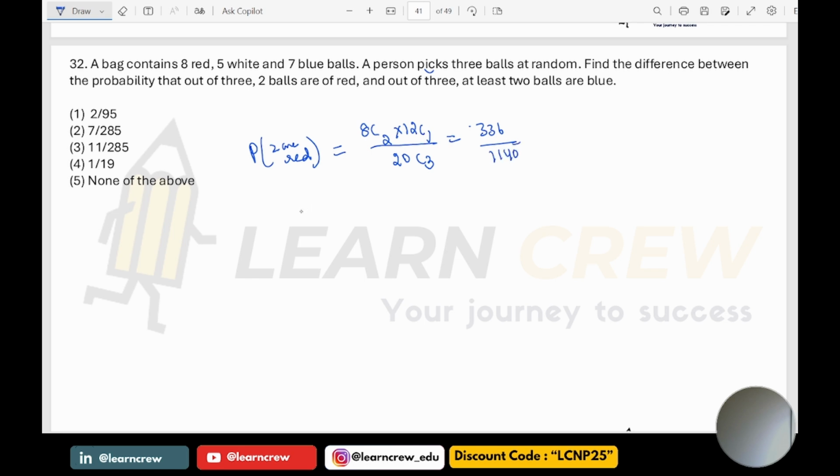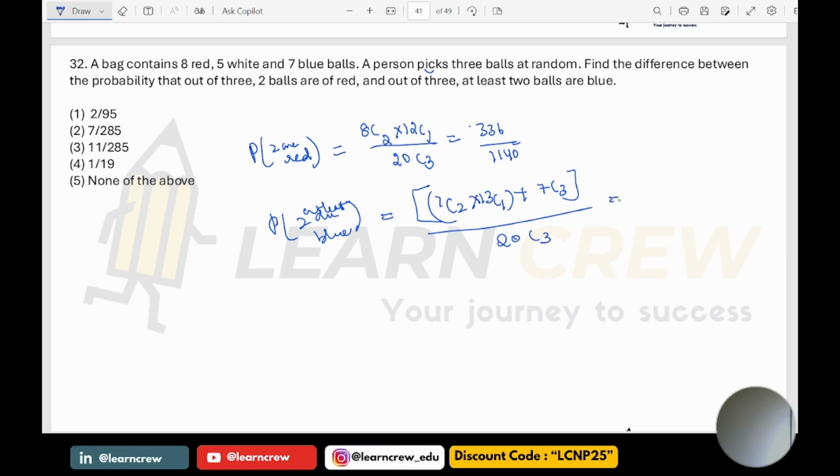Next, probability that out of 3 balls, at least 2 balls are blue. At least 2 balls are blue means it is 7C2 into 13C1 plus 7C3 divided by 20C3. So how much are you going to get? If you simplify this, you are going to get 308 by 1140.